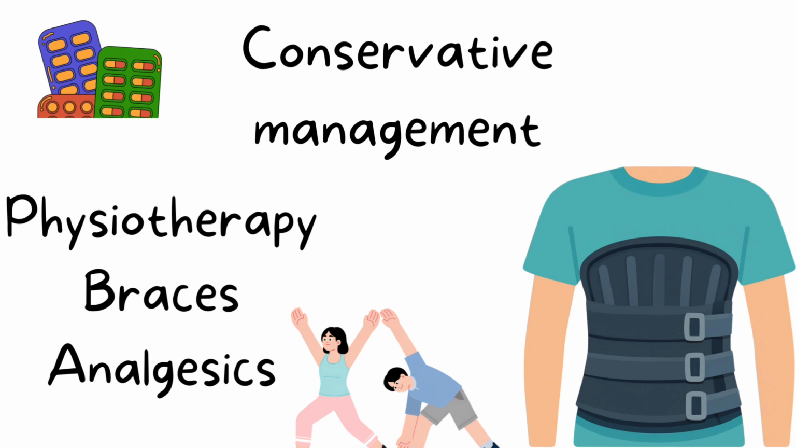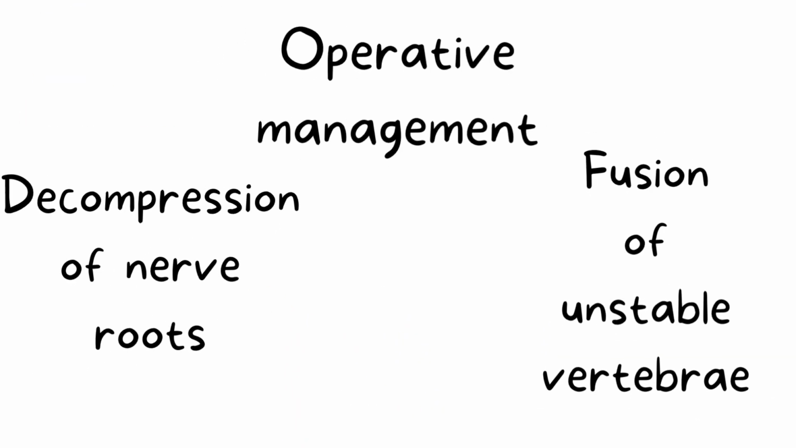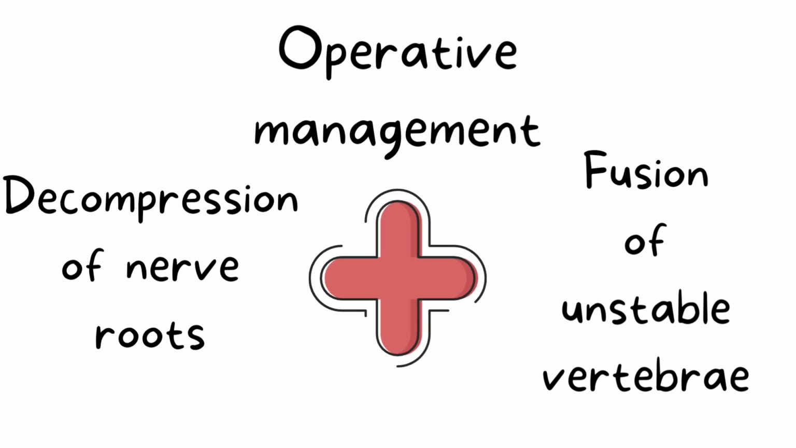We advise strict activity modification and physiotherapy like back strengthening. Braces like a lumbar corset are worn to provide some relief. Analgesics are prescribed considering patient factors like age and comorbidities. Advise the patient to avoid over-the-counter medications. In cases which cannot be managed conservatively, surgery is required. Decompression of nerve roots is done with fusion of the unstable vertebra. This is the surgical management of listhesis.